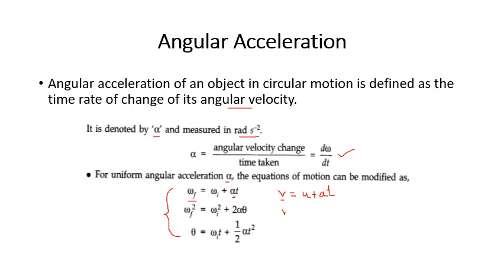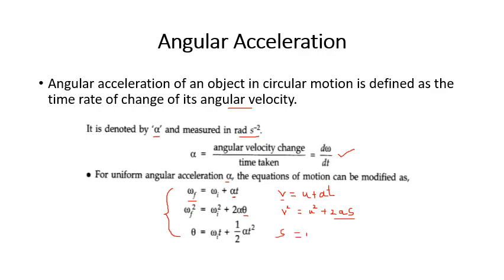And look at the next equation. This is your third equation, right? v squared equal to u squared plus 2as, clear? And how can we modify this equation? v as omega f, u as omega i, and a as alpha, and s is nothing but displacement, so angular displacement is theta. Am I right? So we are going to write omega f squared equal to omega i squared plus 2 alpha theta.